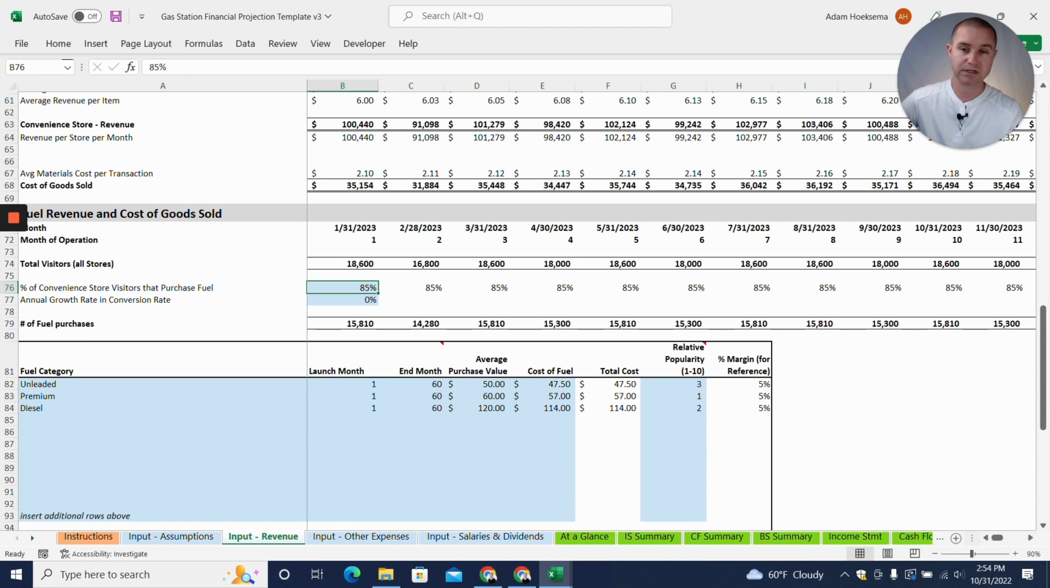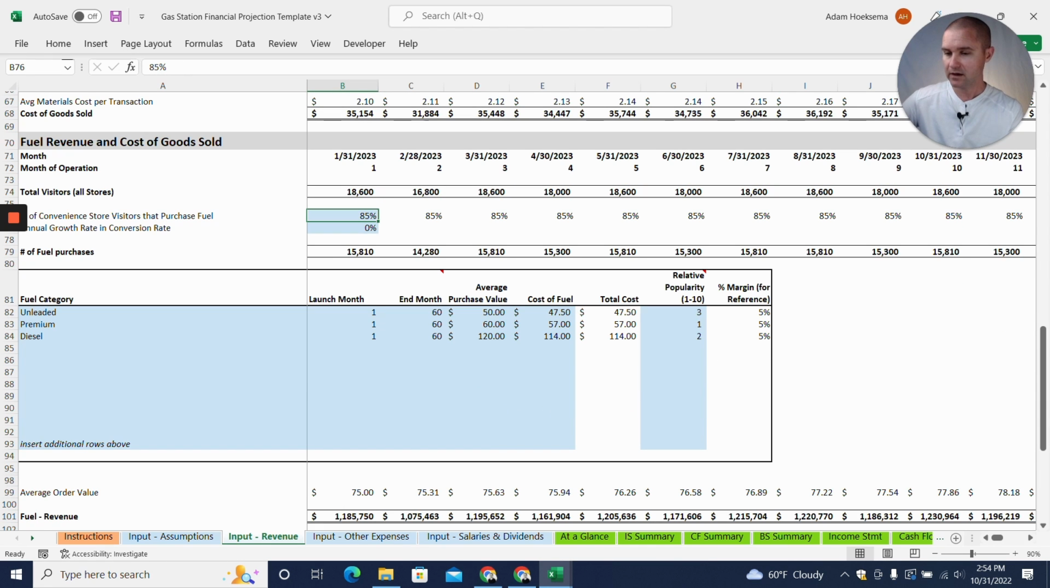We're saying 85% are purchasing fuel. And we have the same kind of breakdown here of the fuel category: unleaded, premium, and diesel. And we have the average purchase value. So this is like, what does it take to fill up the tank on average for these different fuel categories? And then what you'll want to do is enter in your cost of goods sold for that fuel. So what I've done up here is I've assumed a 95% cost of goods sold for the fuel.